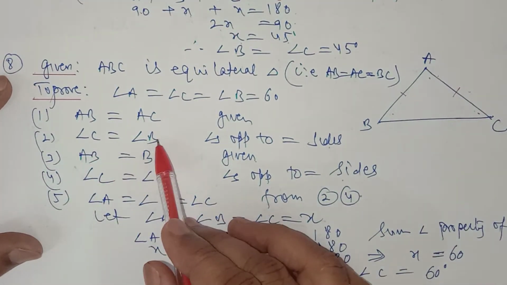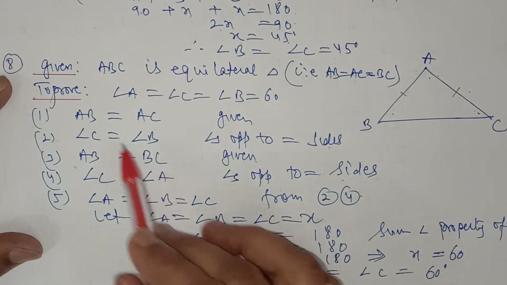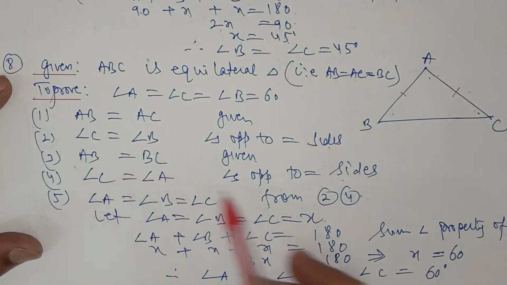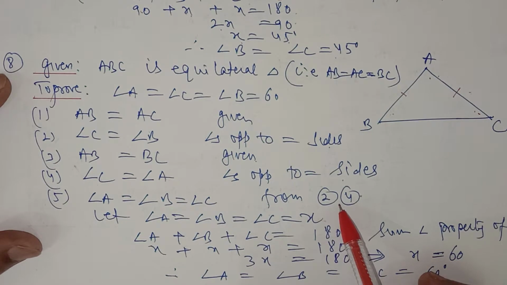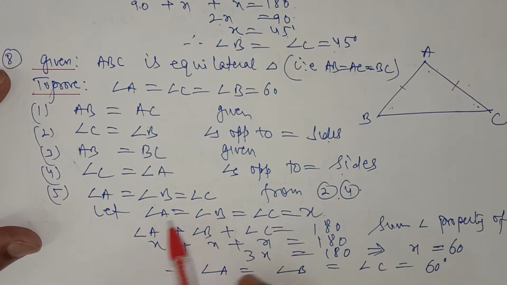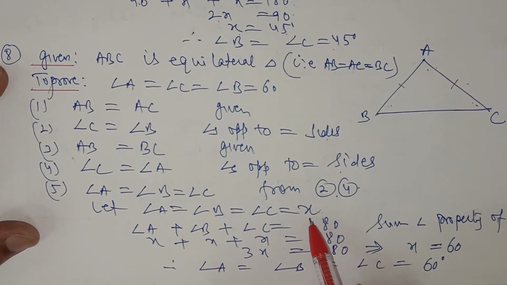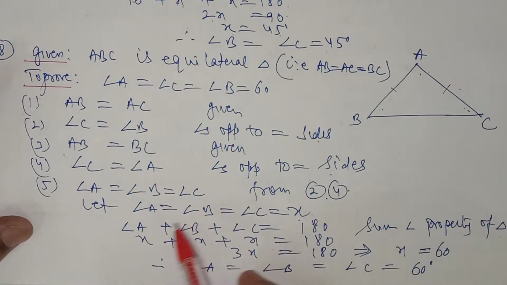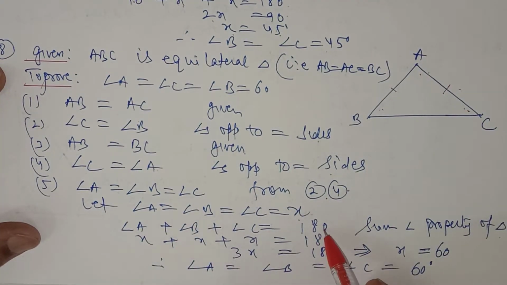Now because angle C is equal to angle B and angle C is equal to angle A, we can say that angle A, angle B and angle C are all equal to each other from steps number 2 and 4. Now we can let these three angles be equal to x because they are equal, and in triangle ABC the sum of all angles is equal to 180 degrees.